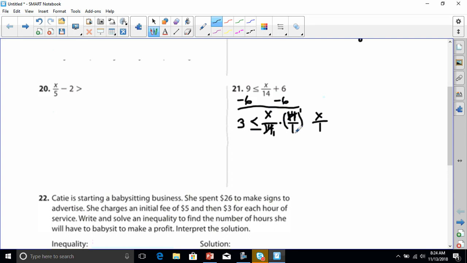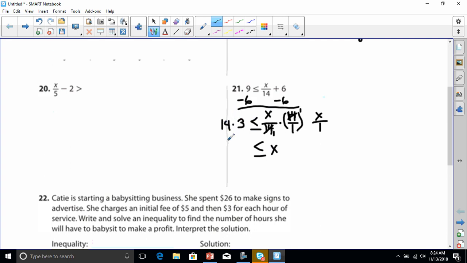And of course, any number over 1 is itself, so I'll simply put x here. Again, I did not multiply or divide by a negative number, so my symbol stays the same. But whatever I divided or multiplied from one side, I had to do the other. Well, I multiplied 14 over 1 over here, so I'll have to multiply 14 over 1 over here.